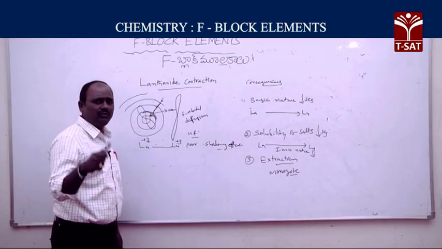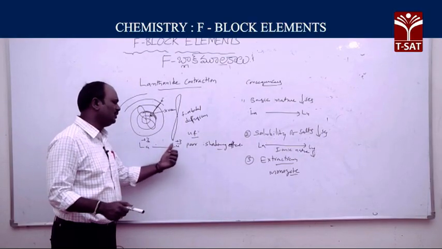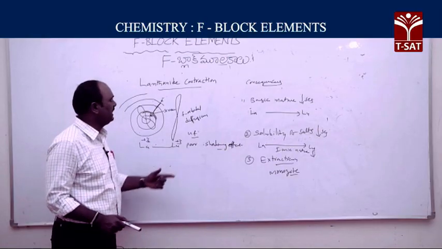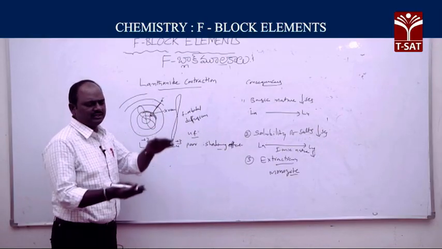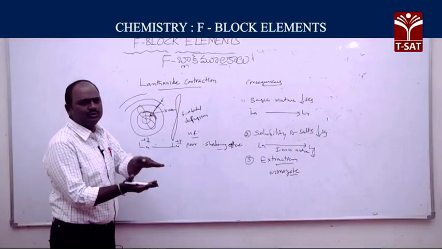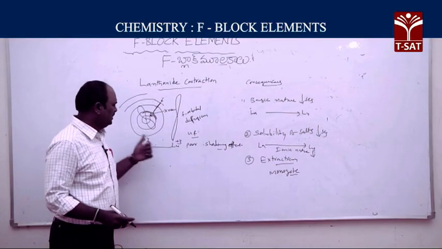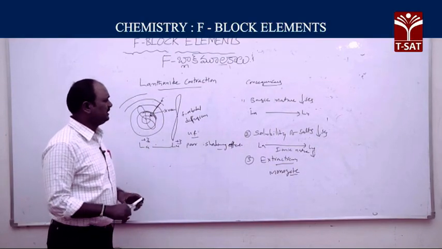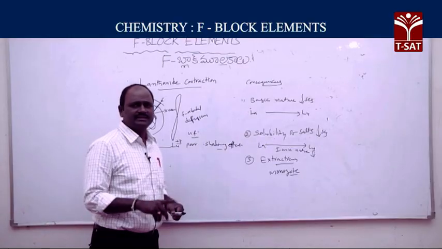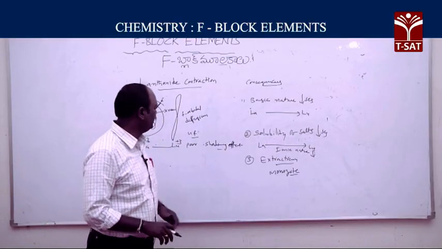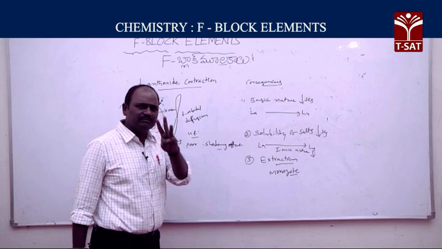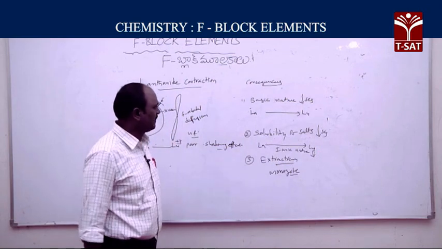The decreasing of ionic size from lanthanum to lutetium is called lanthanide contraction. Due to the lanthanide contraction, what are the main consequences that are very, very important? There are three important consequences.